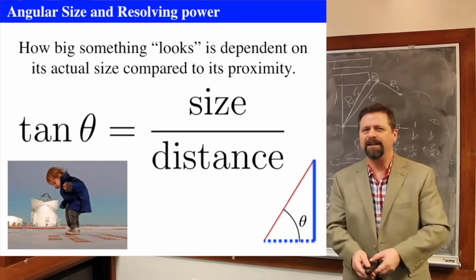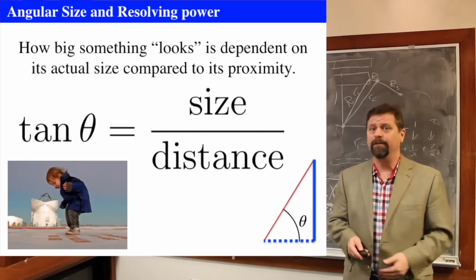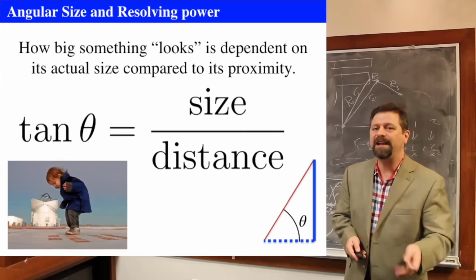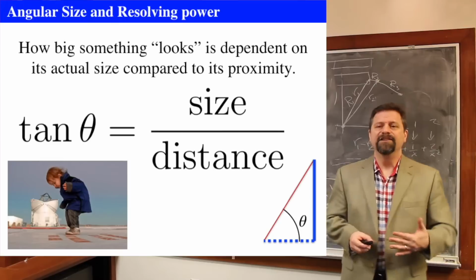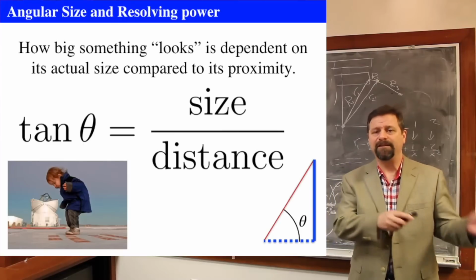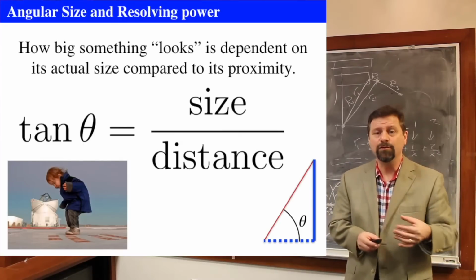So what do we mean by that angle then? And we're going to really play around with this thing, because that angle theta, the Greek letter theta, is very important to us. All right, so the tangent of an angle may be thought of in that original way, which is the size of the object over the distance to the object.